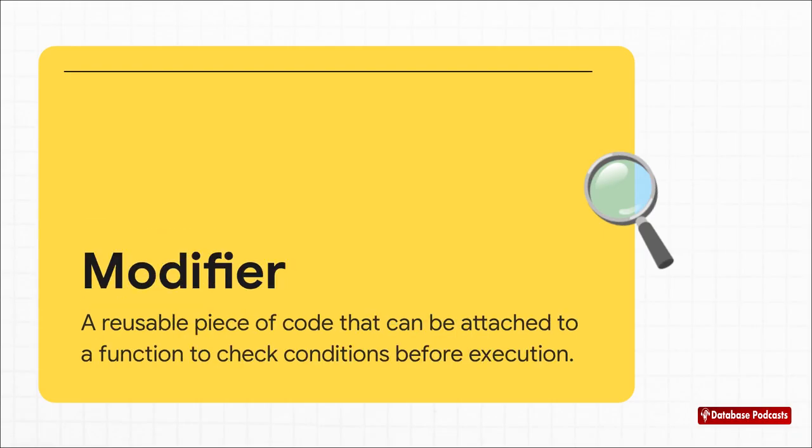And for security, we have modifiers. A modifier is basically like a bouncer at the door of a function. It's a reusable piece of code that runs a check before the main function logic even starts. The classic example is an only owner modifier. You attach it to a function, and it checks, is the person calling this function the owner of the contract? If the answer is no, it just stops them right there. It's absolutely fundamental for building secure contracts.